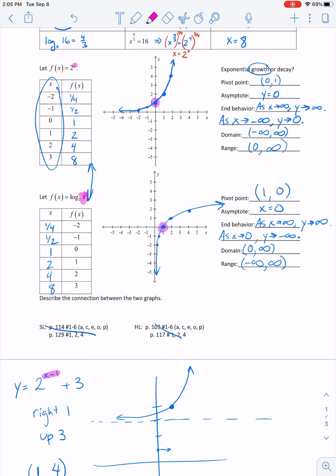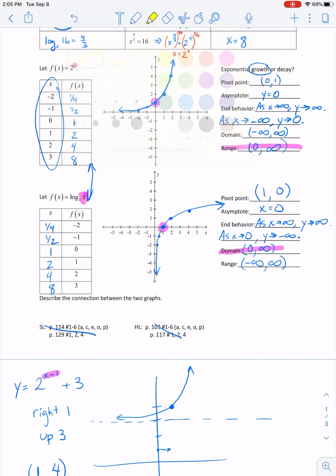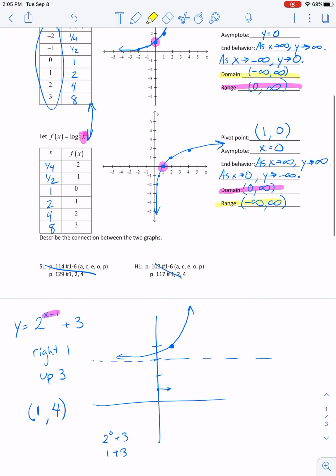And you may notice, hopefully, that the range here matches the domain there. And the domain here matches the range there. And so they have flipped. We've switched our x's and our y's everywhere.